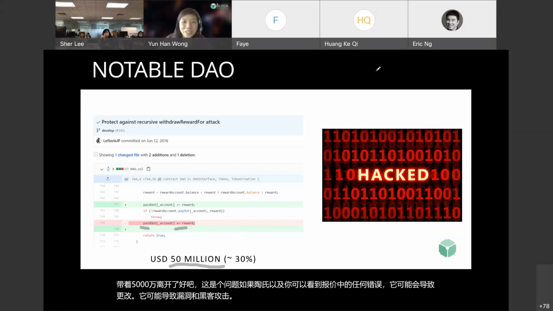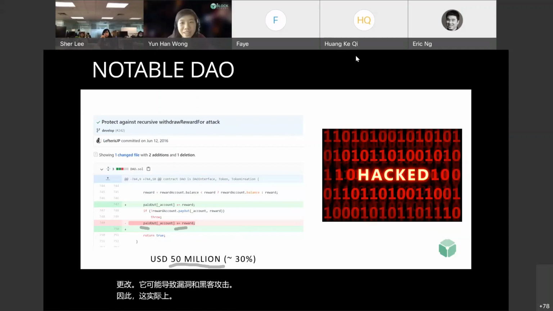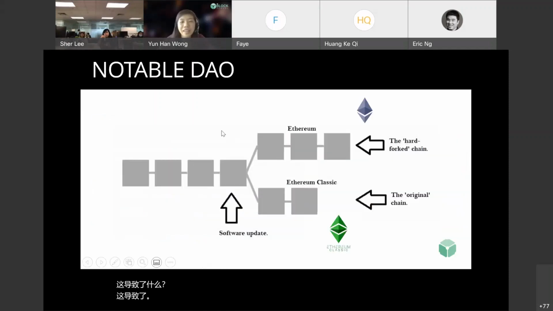So with this, actually, what did this lead to? This led to the hard fork of Ethereum. So this is actually very significant in cryptocurrency history. With this DAO hack, because the amount hacked was so huge, Ethereum Foundation actually did something drastic. They did a hard fork. So as you can see here now, do we have just Ethereum? No. Now we have Ethereum and Ethereum Classic.